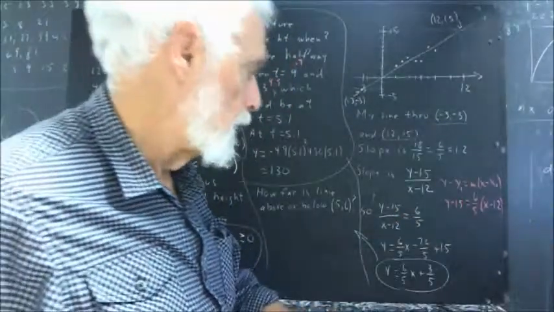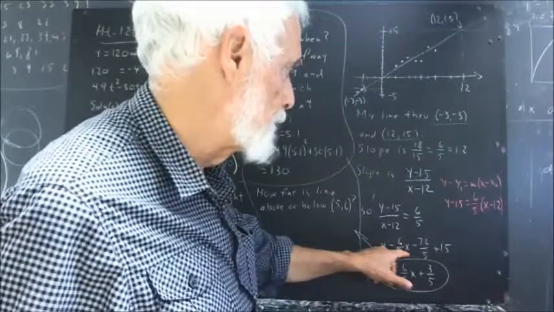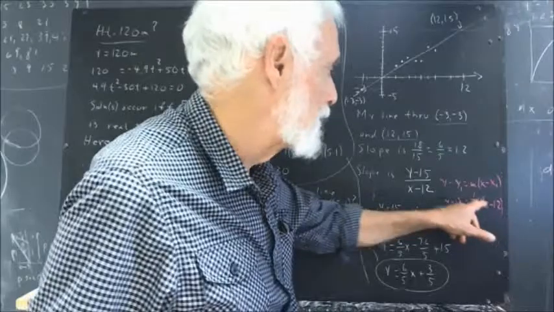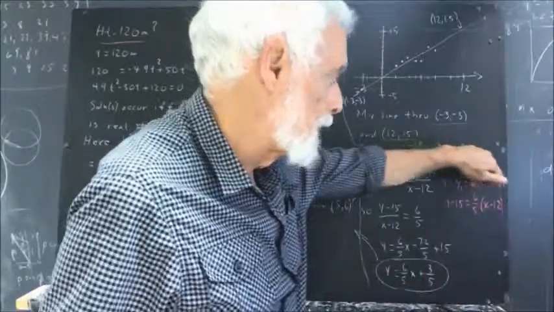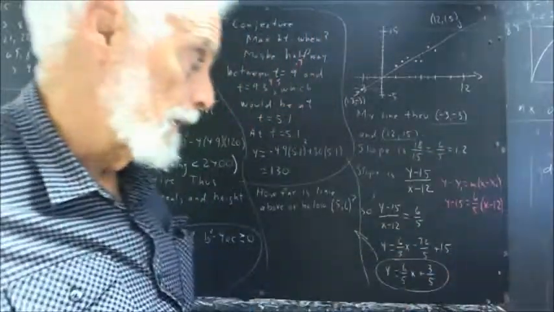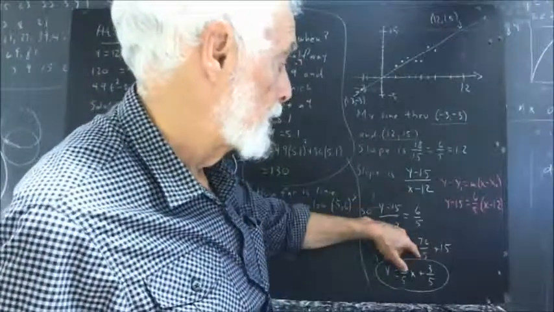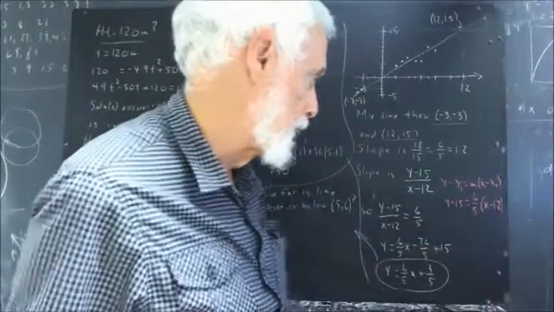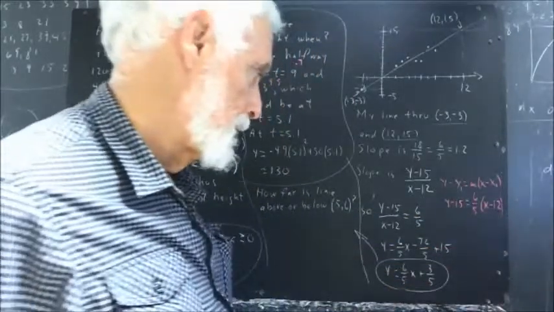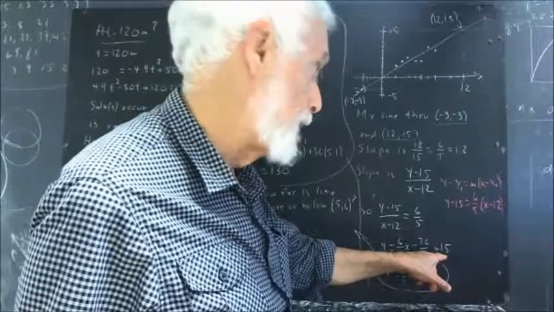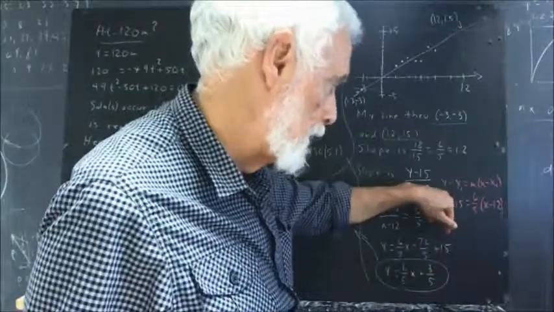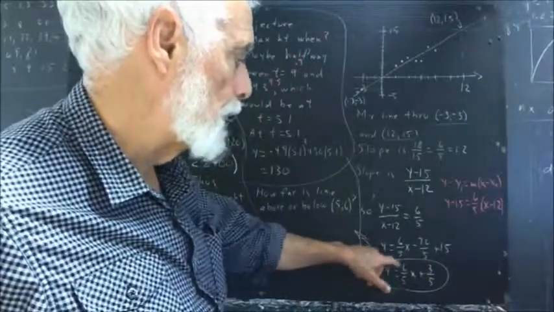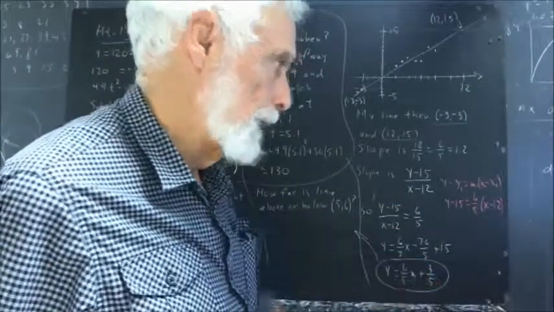So whichever we use, we're going to get y equals 6/5 x, minus 6/5 of 12. 6 times 12 is 72. You shouldn't need a calculator to do that. 72 over 5. So we have negative 72 over 5 from 6/5 times negative 12 plus 15. Well, 15 is 75/5. So we have negative 72/5 and 75/5, which gives us 3/5. So our equation is y equals 6/5 x plus 3/5.